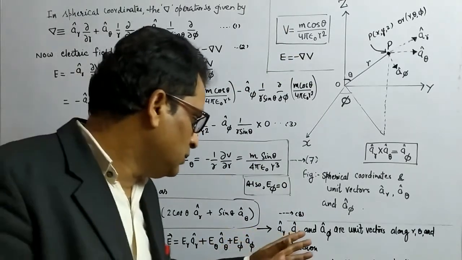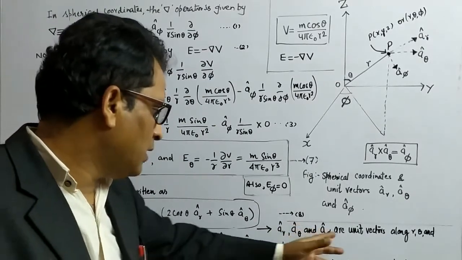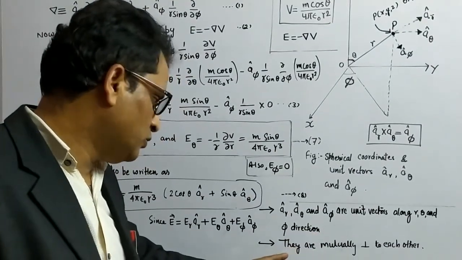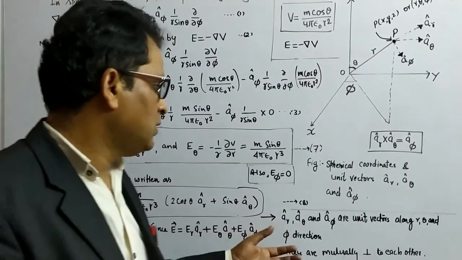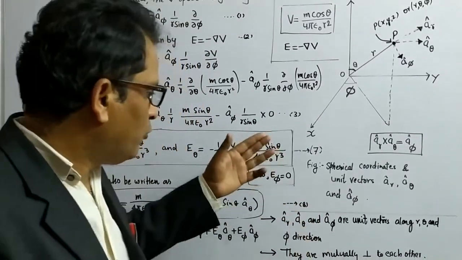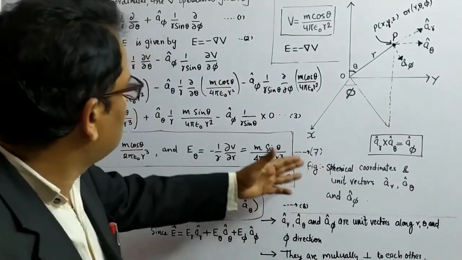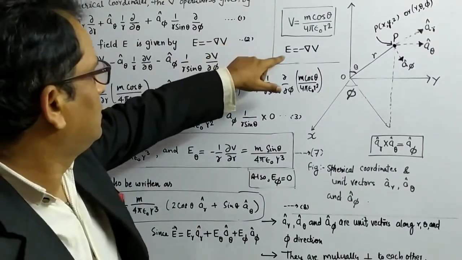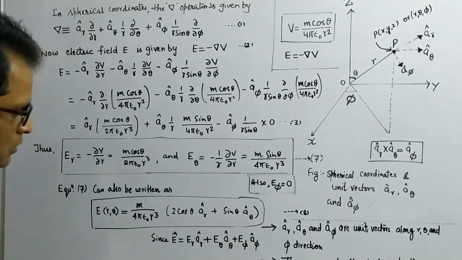As you can see, Ar, A theta and A phi are the unit vectors along r, theta and phi directions. Also they are mutually perpendicular to each other. So this is the property of the spherical coordinate system. Why have we used this spherical coordinate system? Because we want to use an expression for del so that E can be deduced. So that's all in this derivation.